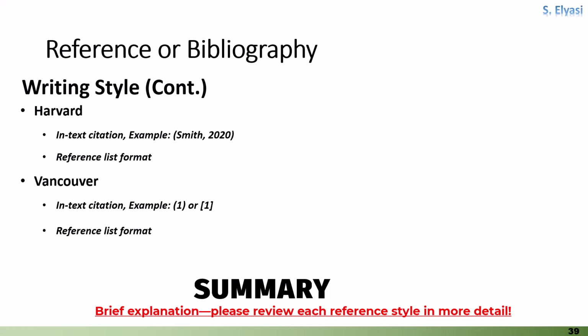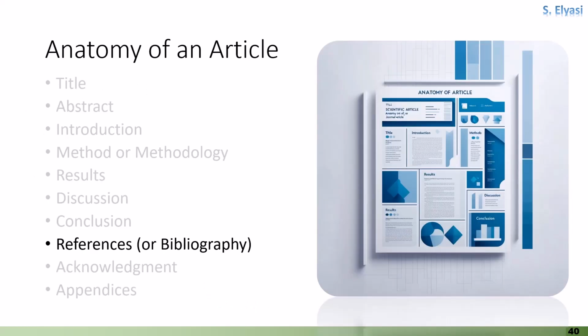Each of these styles has specific rules and formatting conventions, so it's important to use the style that is most appropriate for the discipline or required by a journal or institution. In this section, a detailed overview of the reference section of an article has been provided. Next, I will elaborate on the acknowledgments section.